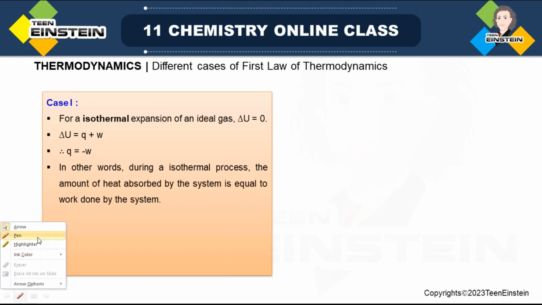Hello everyone. Last day we have seen the first law of thermodynamics. There are also different statements possible for the first law of thermodynamics. Under different conditions, that is, whether temperature is constant, Q is constant, or P is constant, we can have different formats for the first law of thermodynamics. So here we will see different cases: case 1, case 2, 3, 4, etc.